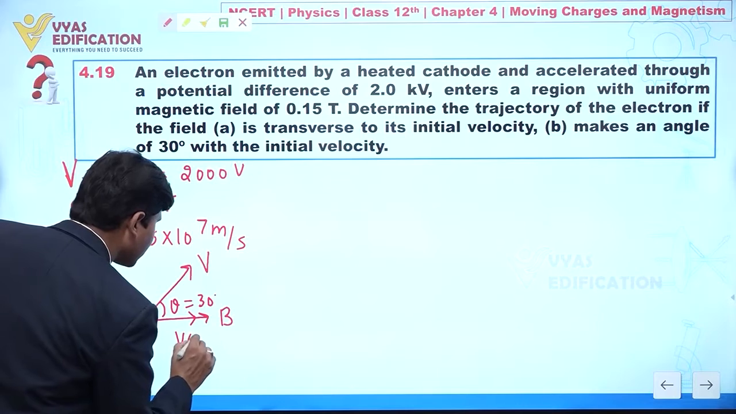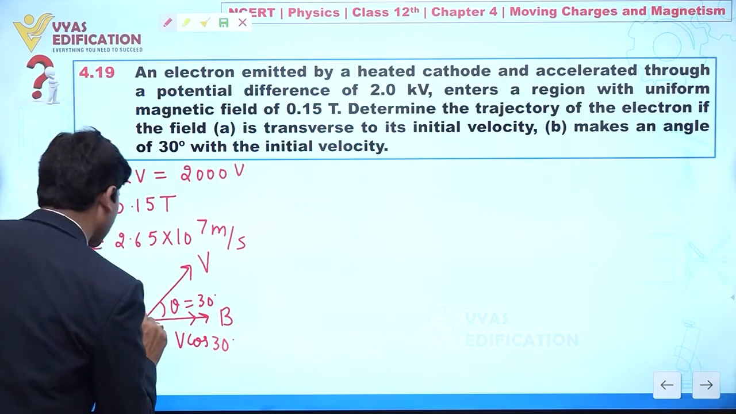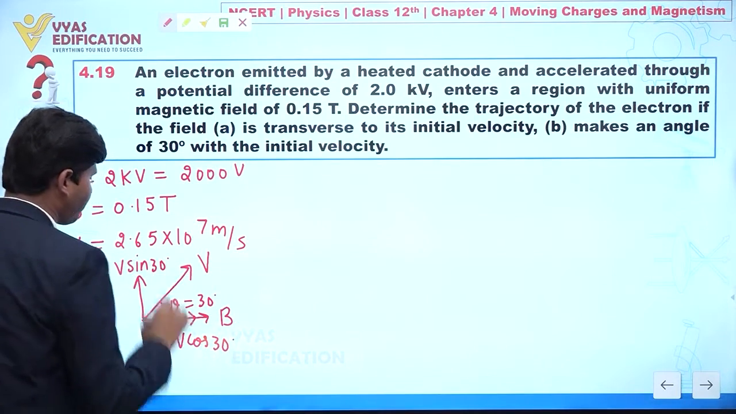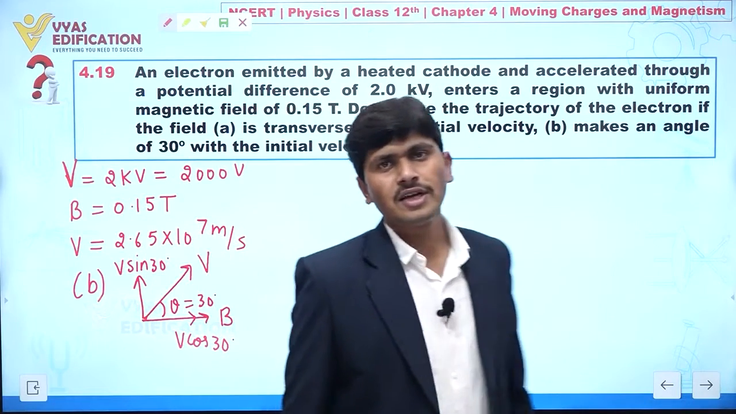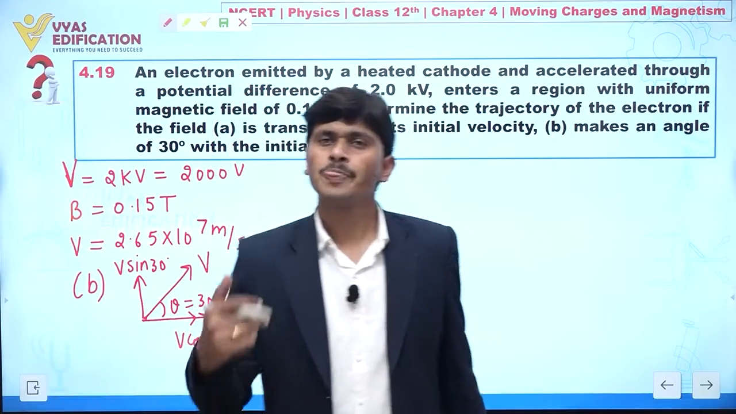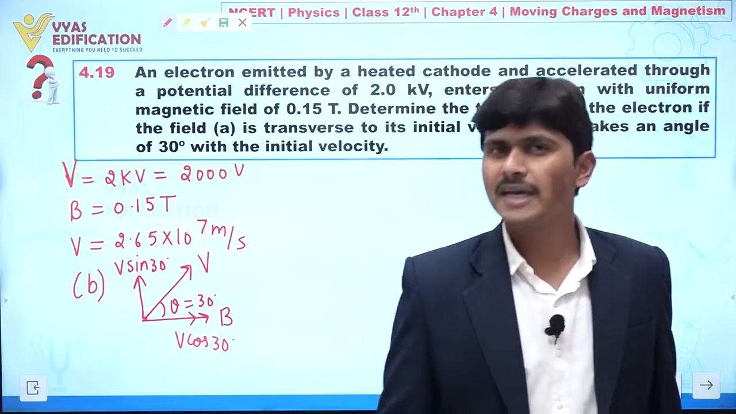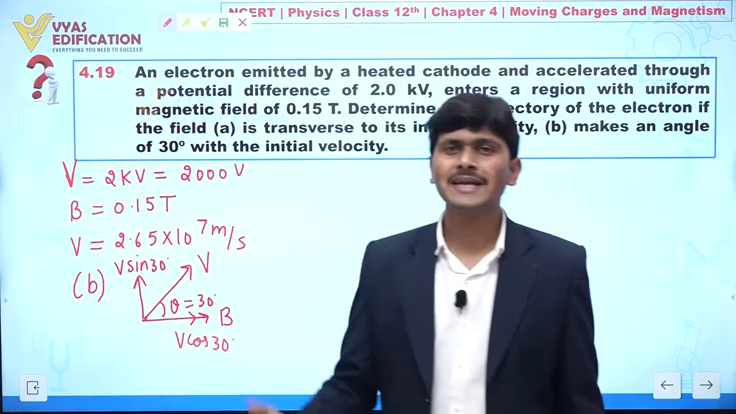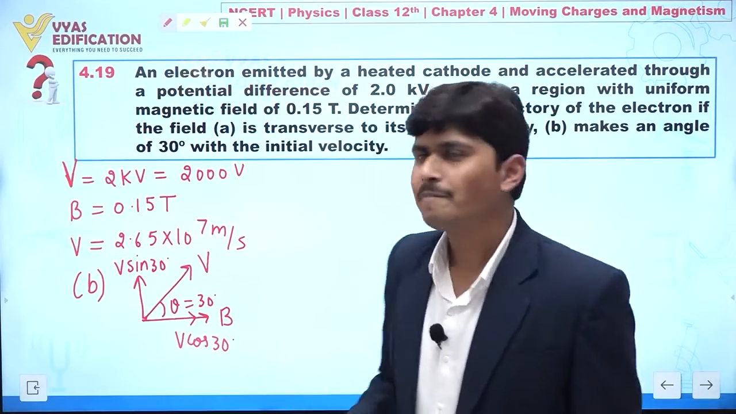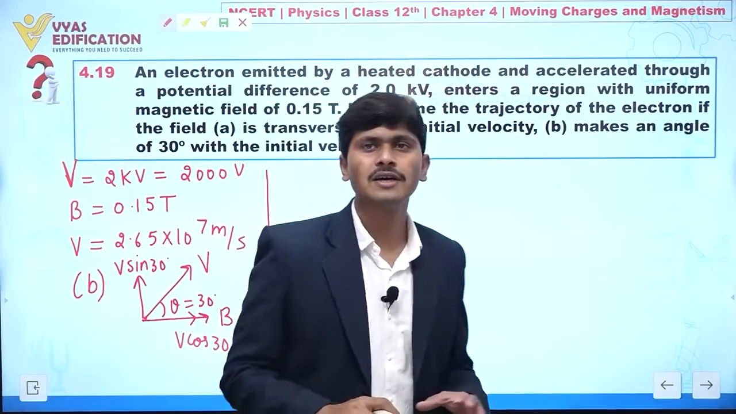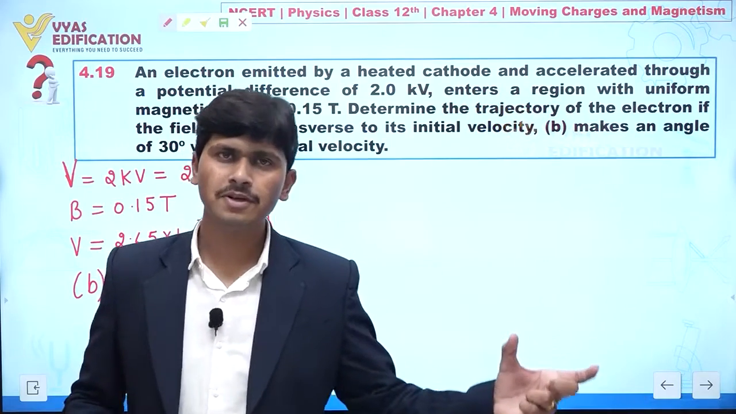So I can take this one, this is V cos 30, and we can say this one is V sine of 30. Clear everyone? So now we can see definitely whenever there is an angle between the velocity vector and the magnetic field, we can see the path followed by a particle is a helical path. Clear? And in a helical path we definitely have axial displacement also.